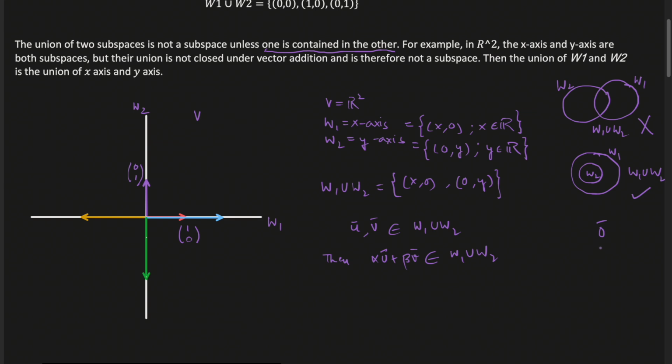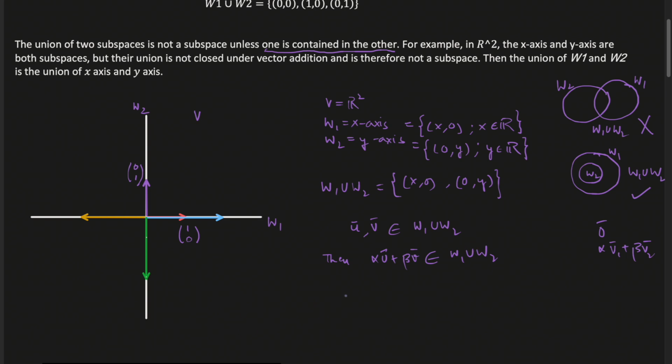But the second thing is that the linear combination of any two vectors. You take any two vectors from that subspace, their linear combination should be in that subspace. So let us suppose we take these two vectors u and v. u and v are any two vectors from the subspace W1 union W2. So if we are taking any two vectors, then their linear combination should also belong to the subspace, right?